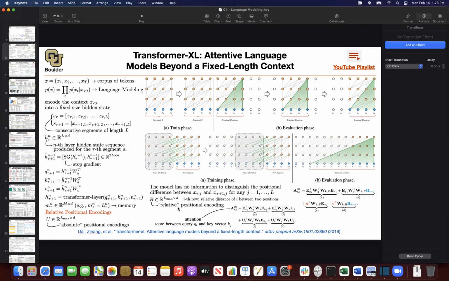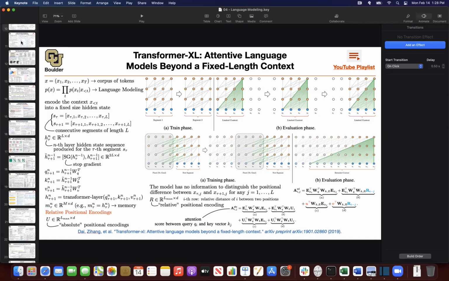Any questions about Transformer XL before I continue? Okay, so far so good.